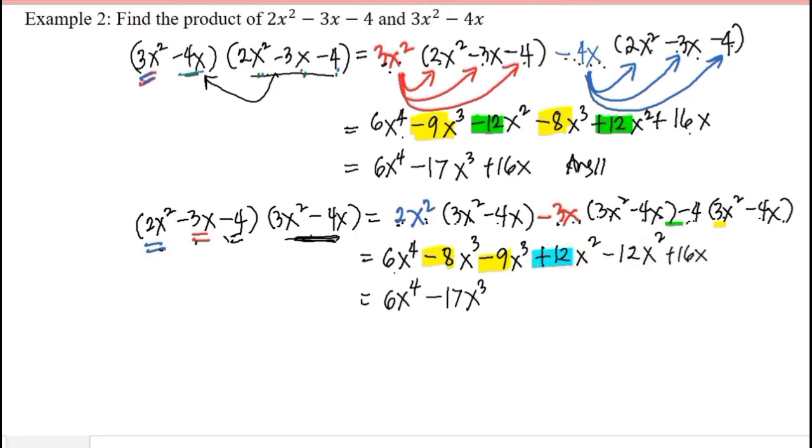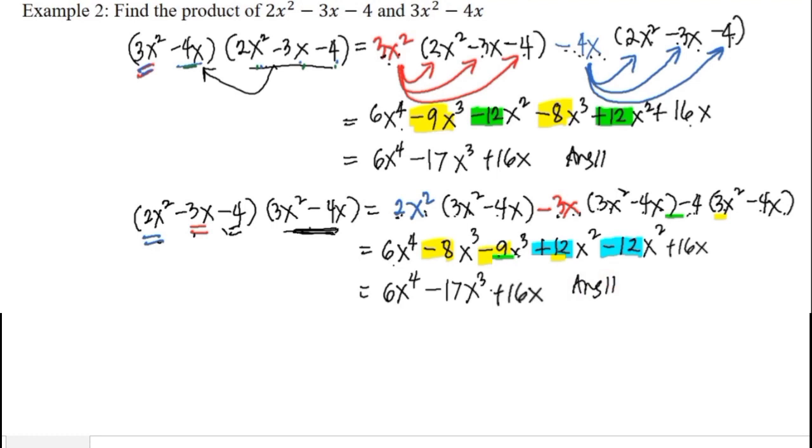We have here positive 12 plus negative 12, and that's 0. And for the last term is positive 16. This is our answer. Another way of doing this is this one.